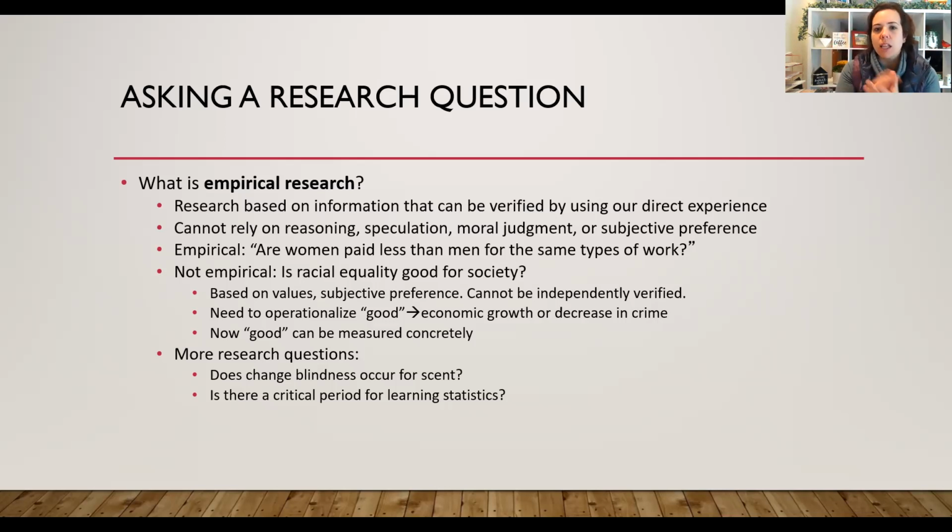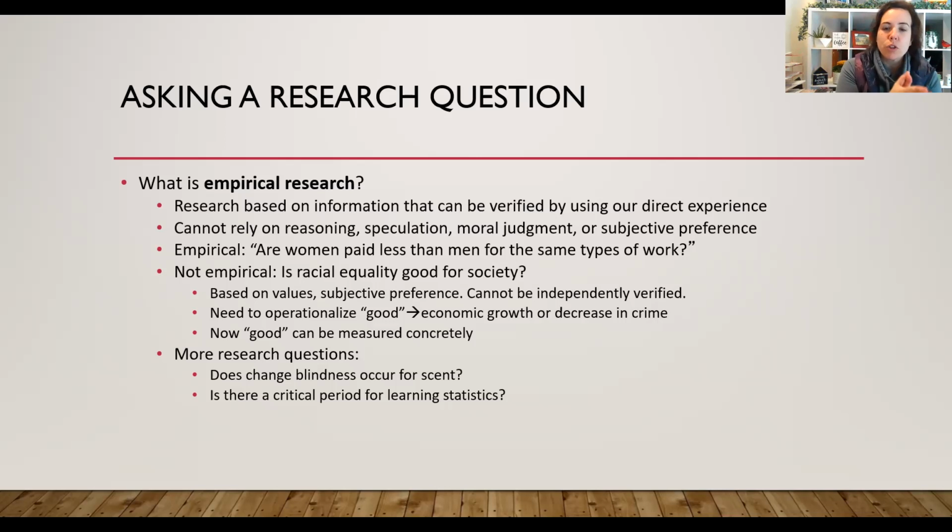Is racial equality good for society? It's a little hard to measure, right? Like we've got a lot of abstract concepts going on here. So based on your values, how you measure good, right? That's a very vague term. It cannot be independently verified. You would need to quantify the question.